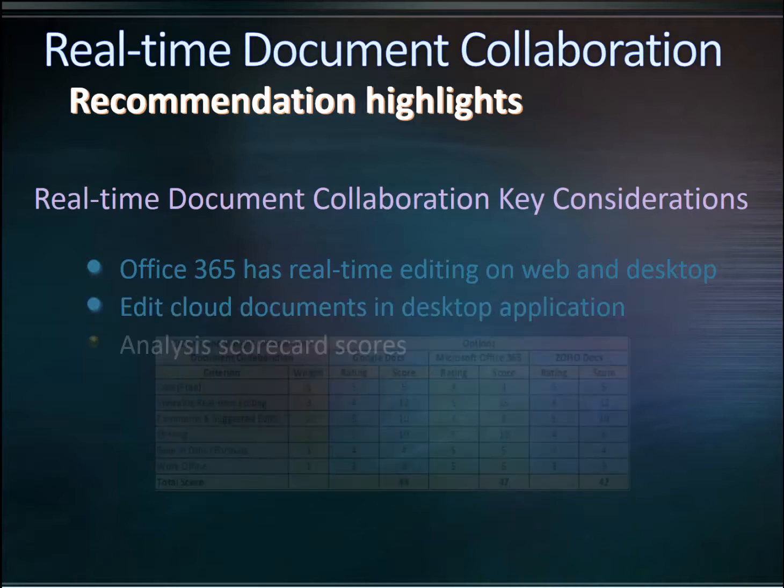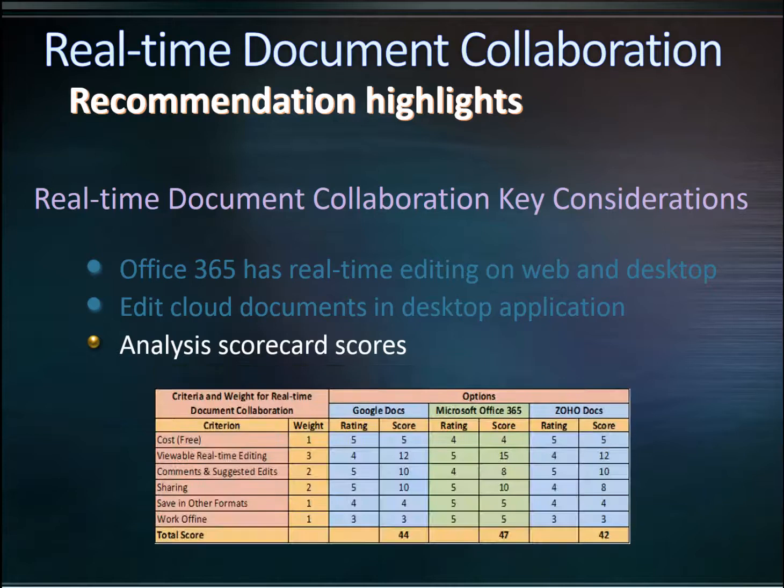It's an excellent tool. And based on our analysis scores, you can see that Microsoft just edged out Google Docs by 3 points and was only 5 ahead of Zoho. So they're all really good applications, but the ability to toggle back and forth from the desktop and the web really made Microsoft Office 365 stand out.